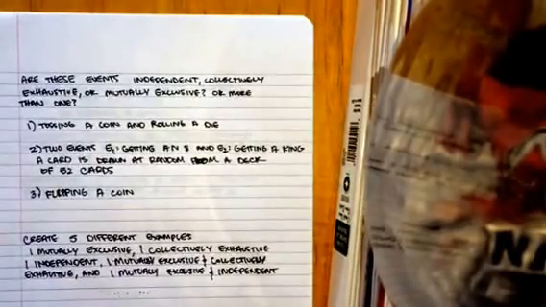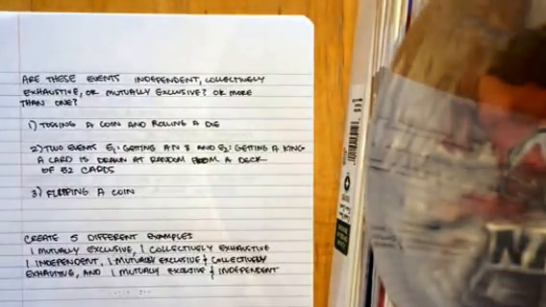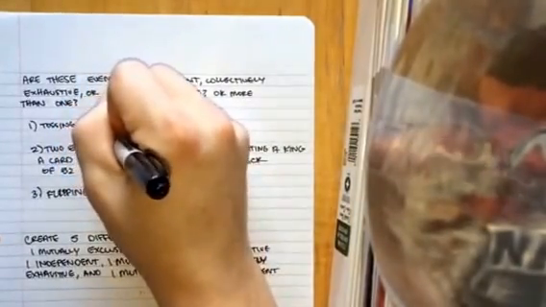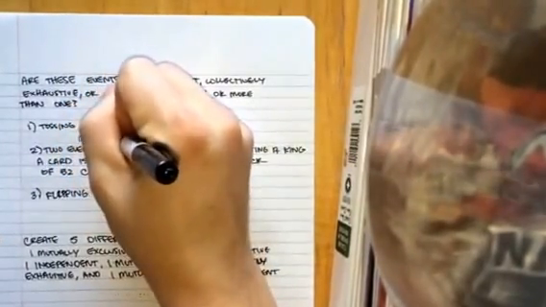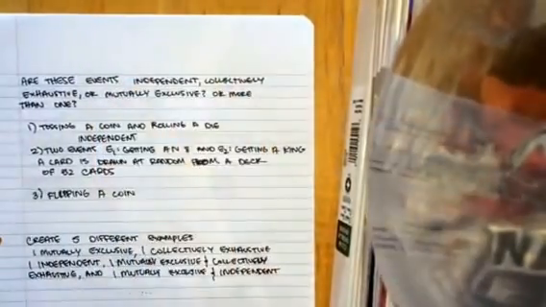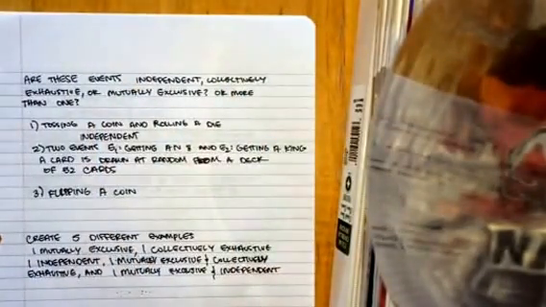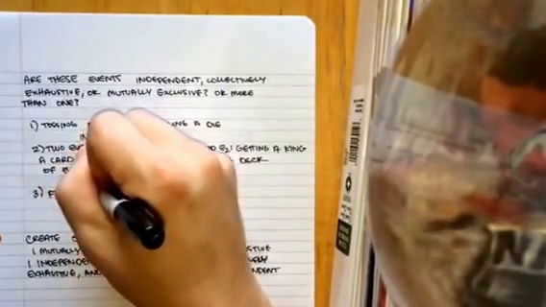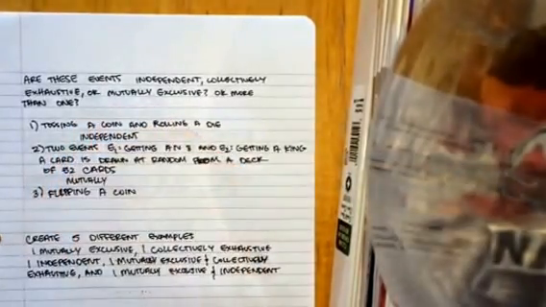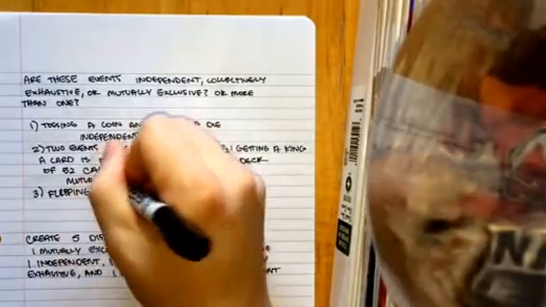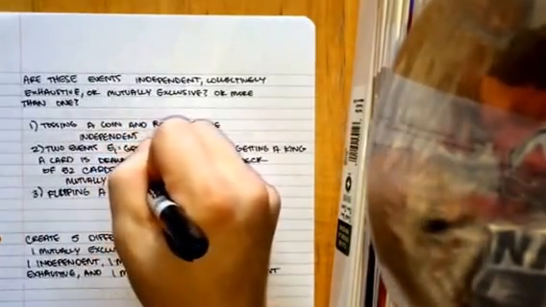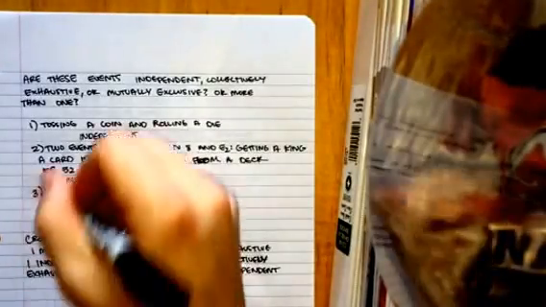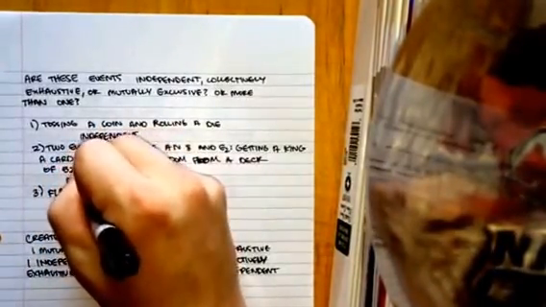So the first one, tossing a coin and rolling a die at the same time, would be independent. The outcome of one does not affect the other. Number two would be mutually exclusive, because you cannot pull an 8 and a king at the same time. There is no 8 king card. And lastly, flipping a coin. It is collectively exhaustive and mutually exclusive.